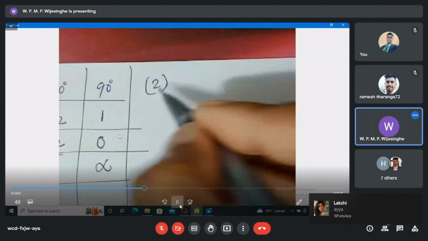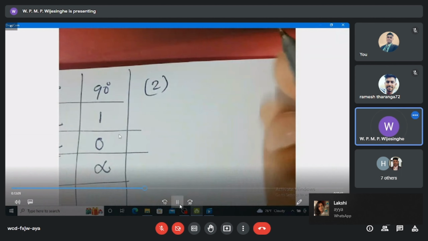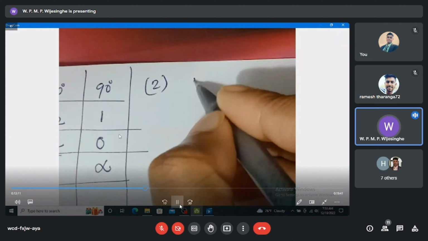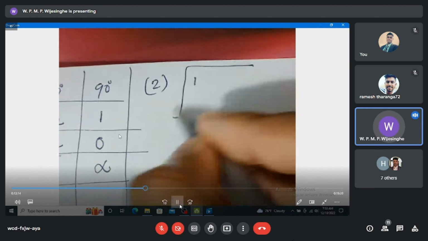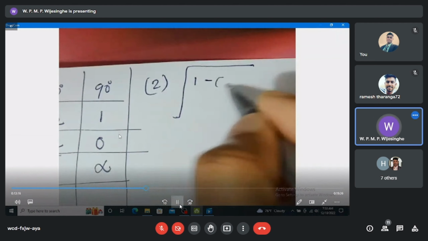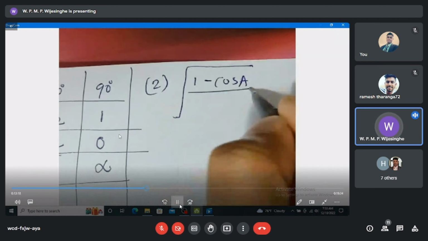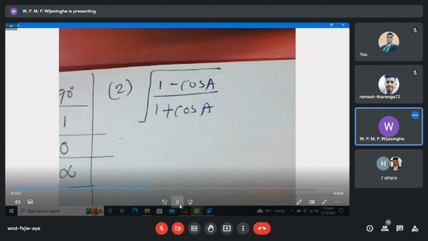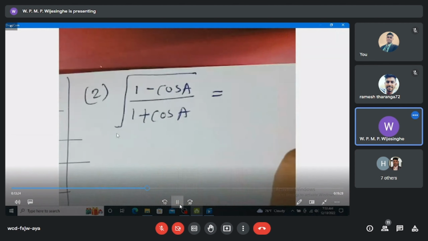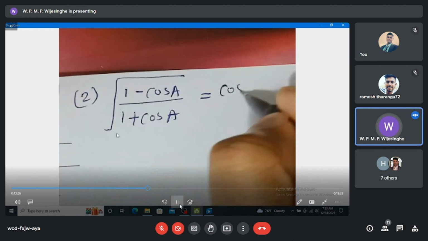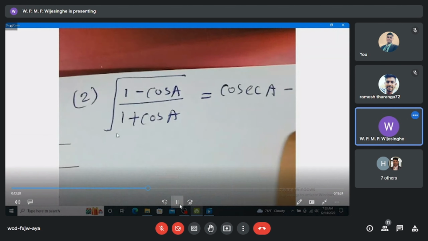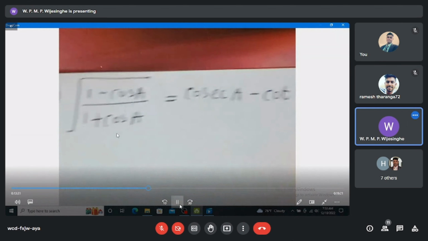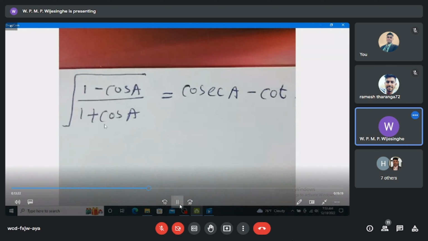Two. Here, square root of 1 minus cos A divided by 1 plus cos A is equal to cosec A minus cot A. Right?